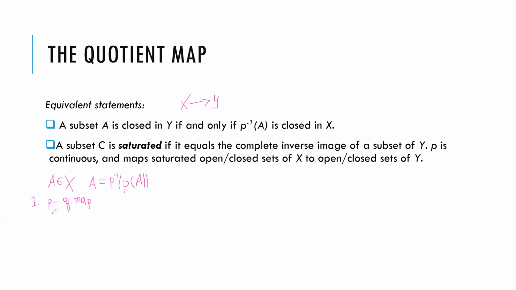Let us take a set U, which is saturated and open in X. And then if we take the set P of U, P of U would be open in Y by definition. Since in a quotient map, if our pre-image is open, then its image would be open always.